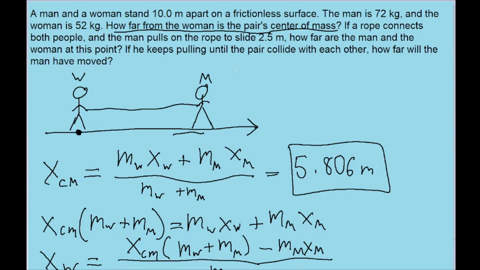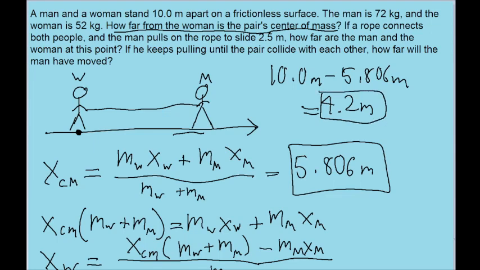For the final part of the problem, we're asked to find how far the man will have moved in total once the pair collide with each other. Once again, there are no external forces, so the location of the center of mass has not changed, and that's the point at which they'll collide. Which means all this part of the problem is really asking is how far the man has moved from his initial position of 10 meters to the center of mass location that we already determined. Which means that this part of the problem is as easy as taking 10 meters and subtracting 5.806. The answer is about 4.2, so the man has moved about 4.2 meters to get to the point where he will collide with the woman.